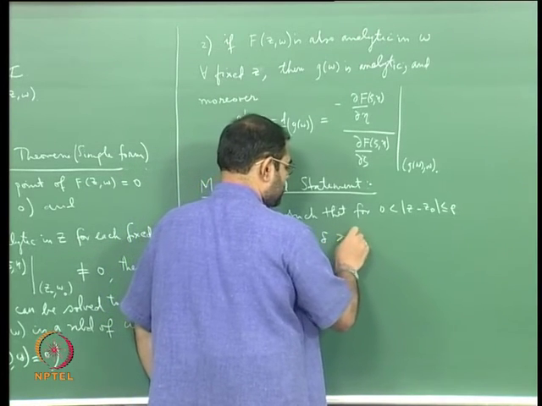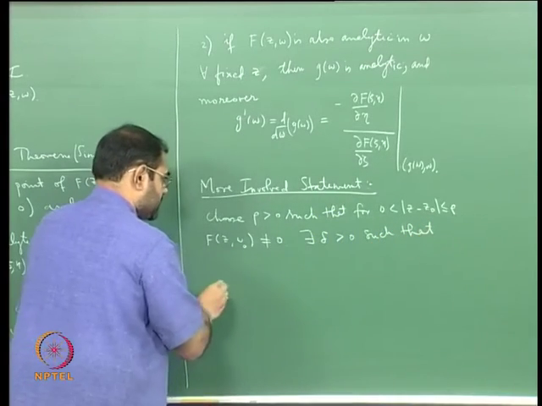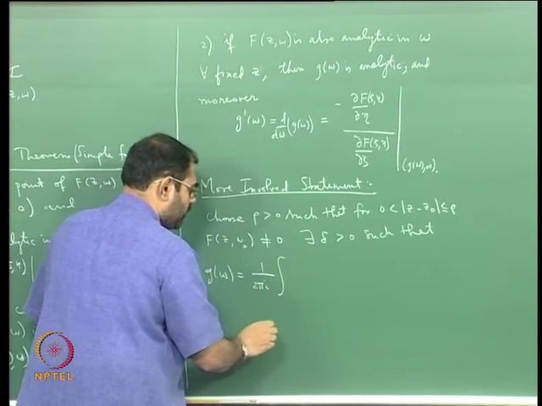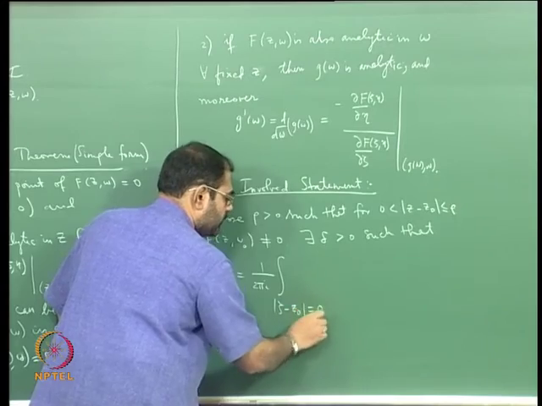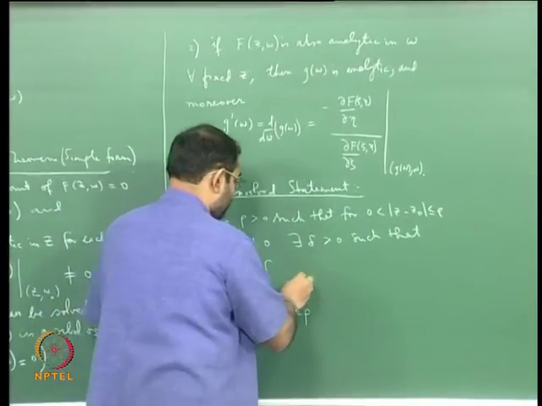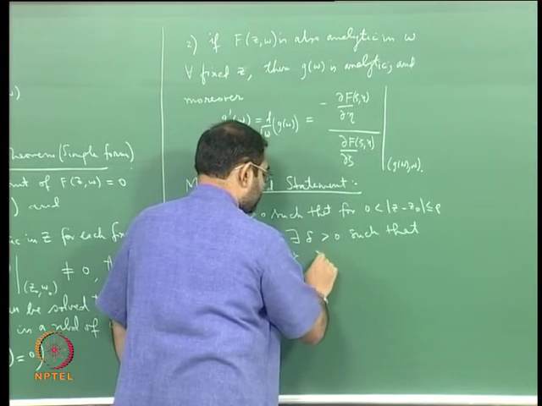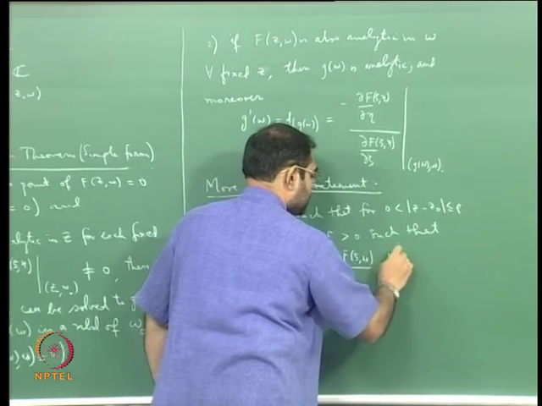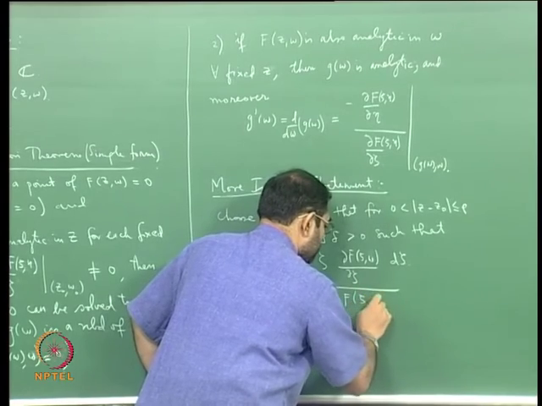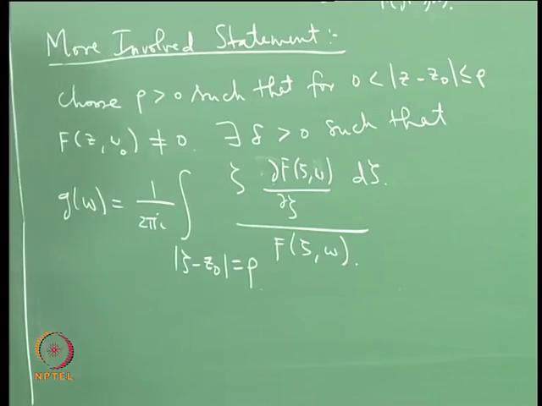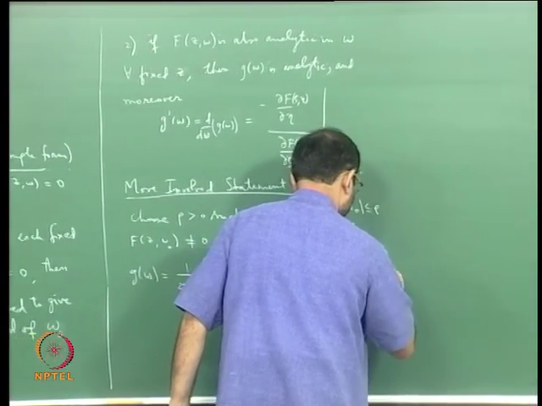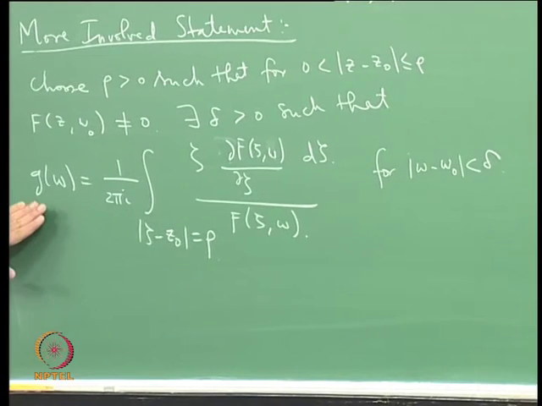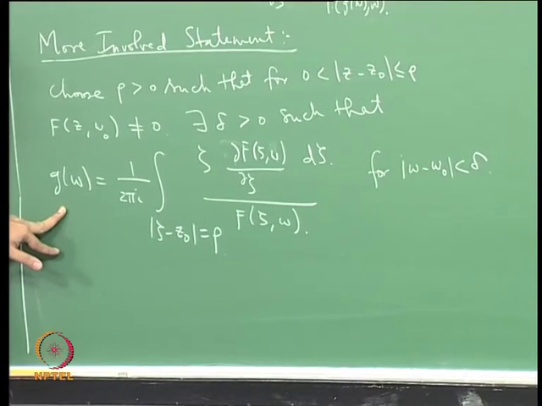there exists a delta greater than zero such that in fact g of w is given by 1 by 2 pi i, integral over mod zeta minus z naught equal to rho, the integral being taken with respect to the anticlockwise sense of zeta, dou f of zeta comma w by dou zeta, d zeta by f of zeta comma w. Okay, so this is the formula for g whenever w is at a distance less than delta from w naught. Okay, so this is the more involved statement, which gives you a formula for the explicit function g, which is a function of w.